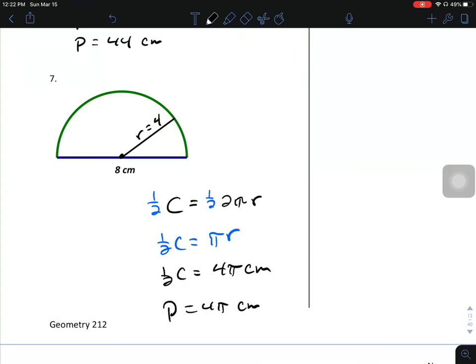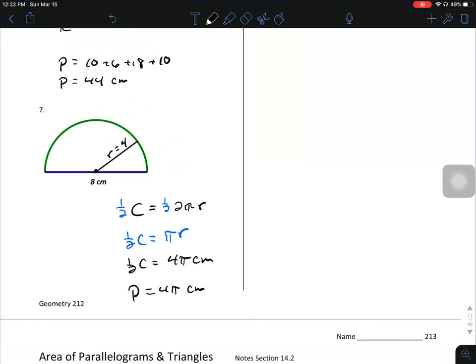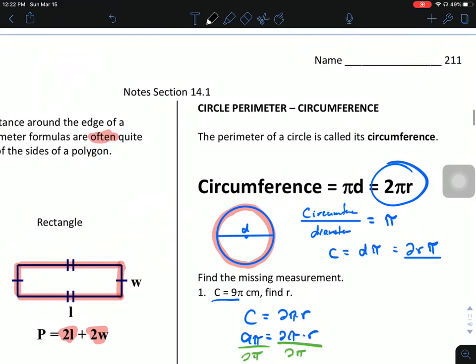That concludes these notes. It's not too bad. Some of the problems can get kind of tricky. So please do the homework for this section, that section being 14.1.